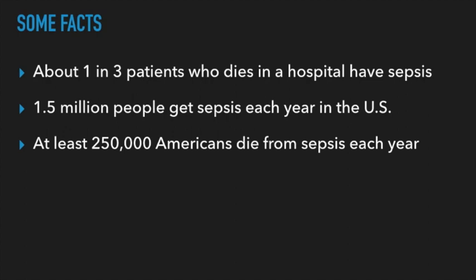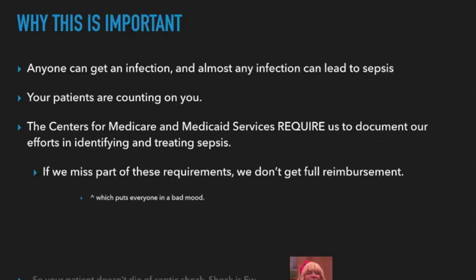So just some facts: 1 in 3 patients who die in a hospital have sepsis. About 1.5 million people get sepsis each year in the US, and at least 250,000 Americans die from sepsis each year. So pretty big numbers, which again is why we are going through this. So why is this important? Like I said, anyone can get an infection, and almost any infection can lead to sepsis. So your patients really are counting on you to be able to identify the early signs of sepsis.